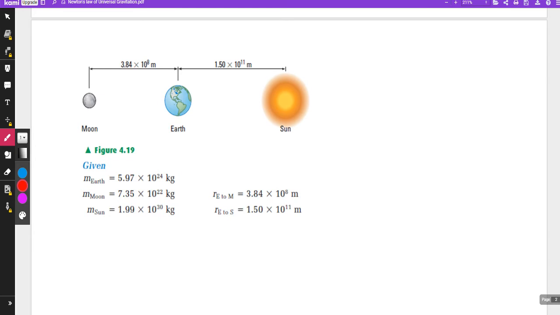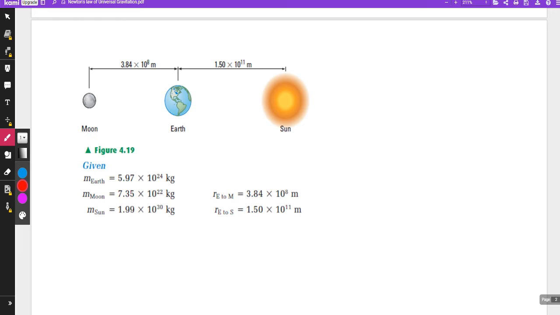Next, we have a question. It says, during a lunar eclipse, the Earth, the Moon, and the Sun are aligned on the same plane as shown in this figure. Using some data, calculate the net gravitational force exerted by both the Moon and the Sun on the Earth. And we have the data here: mass of Earth, mass of Moon, mass of Sun, RE to Moon, RE to Sun.